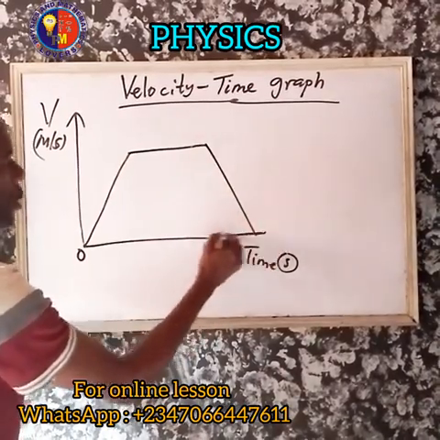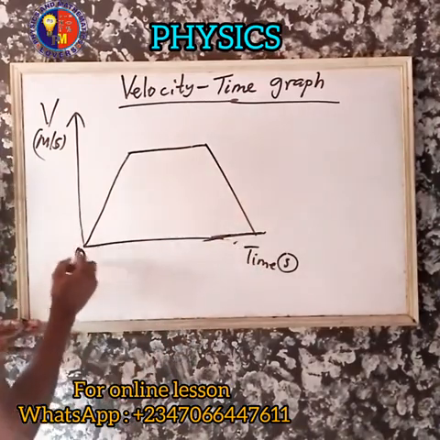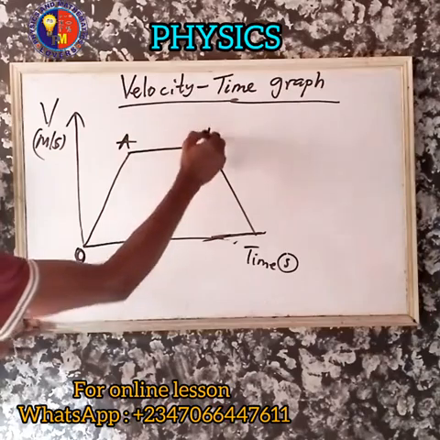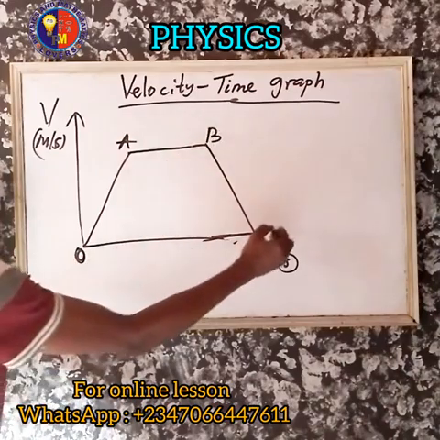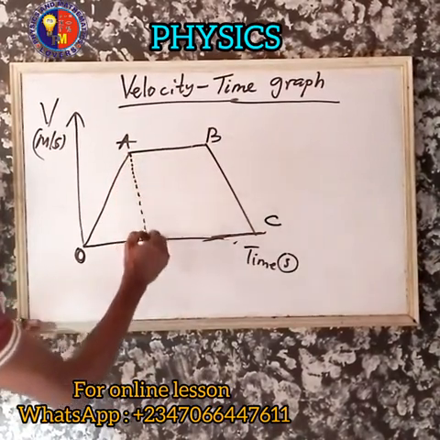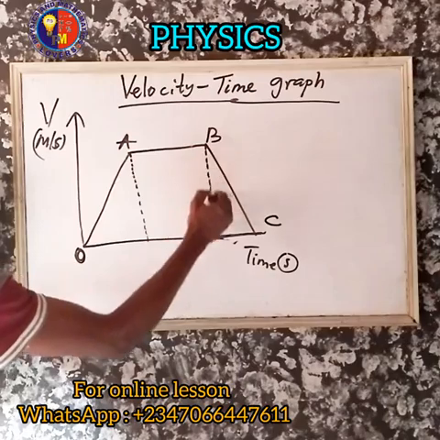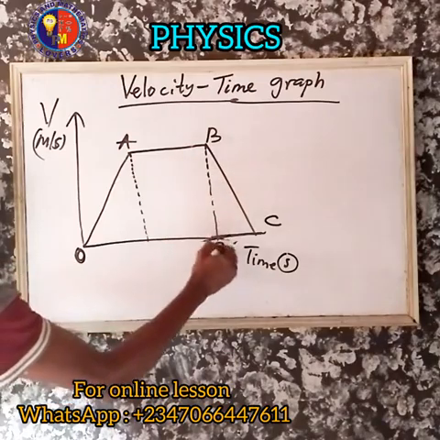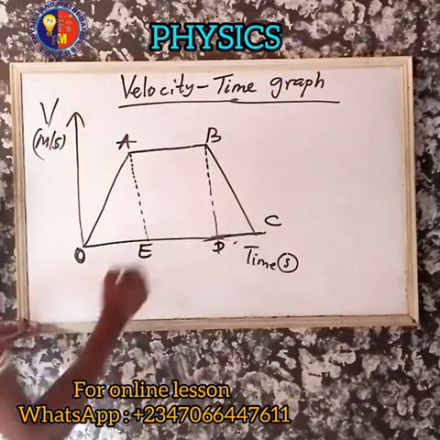This is deceleration. So this point here is O. Then we'll call here A. This is B. Then this is C. We can trace down here. Also trace this place down. Okay. So this is D and this is E.